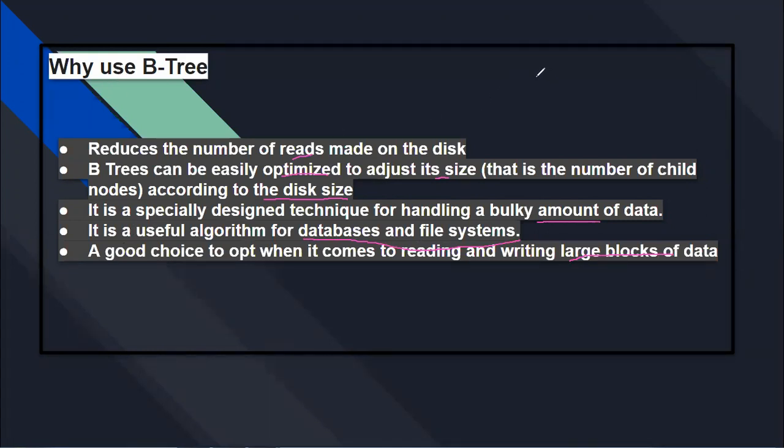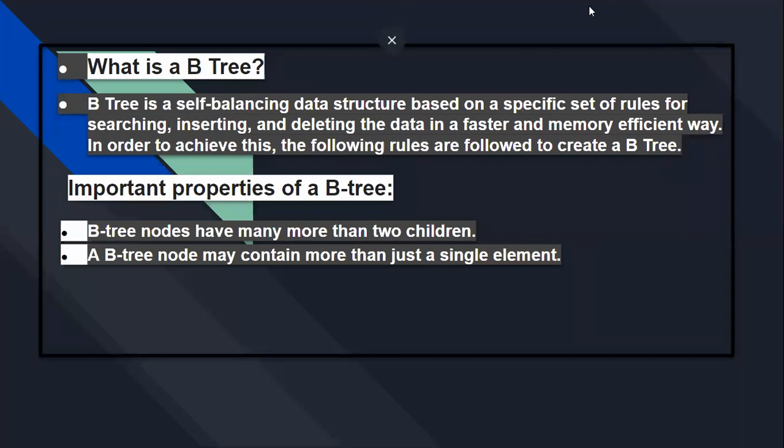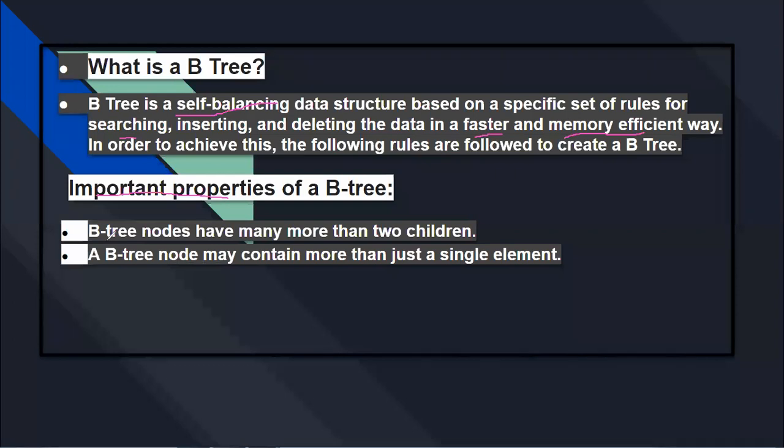So I hope everyone is clear on that part. Okay, so we'll focus on the example, so that what exactly a B tree is. Again, the B tree is a self-balancing data structure. Okay, again it is a self-balancing data structure based on a specific set of rules for searching, inserting and deleting the data in a faster and memory efficient way. This is very important. How it is faster, how memory efficient, we'll see. In order to achieve this, the following rules are used to create the B tree. Okay, so these are the important properties of the B tree. Just concentrate, these are the very important parts for creating the B tree.